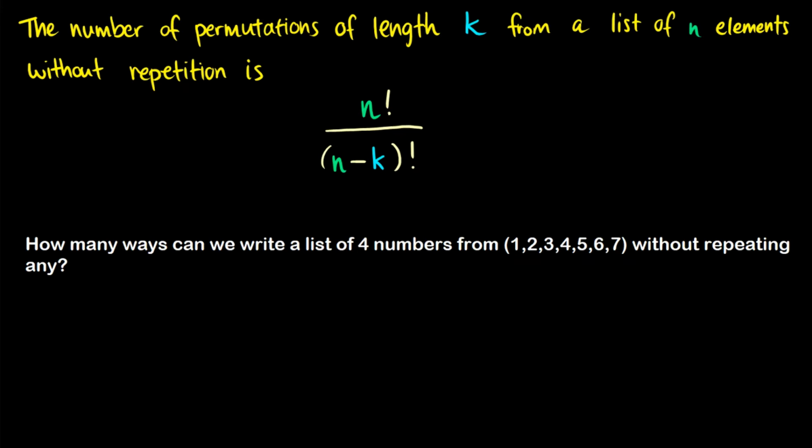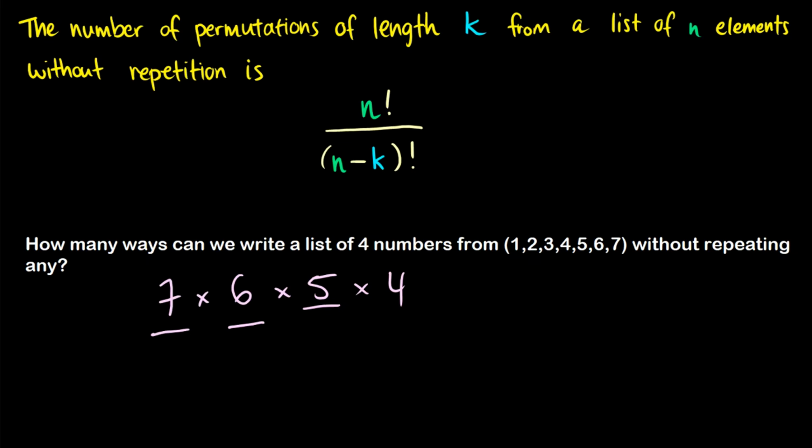For the first slot, we have 7 possible choices. For the second slot, we have 6 possible choices. For the third slot, we have 5 possible choices, and for the fourth slot, we have 4 possible choices. Okay, so this is how we pick 4 numbers from a list of 7 without repeating any.